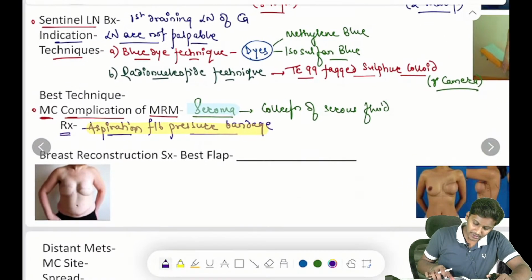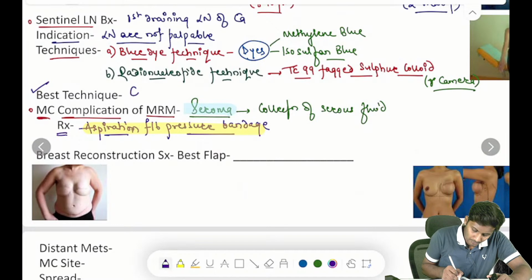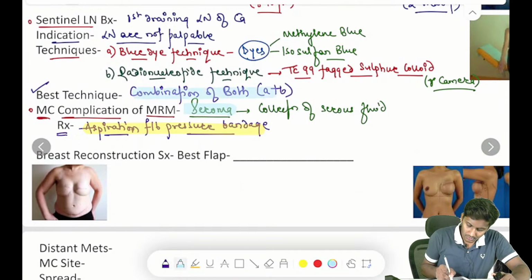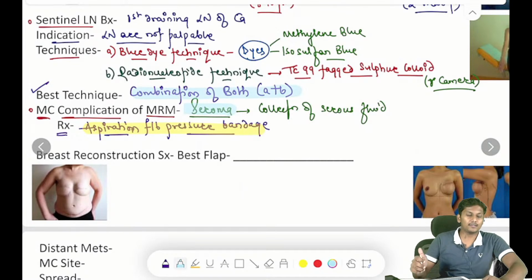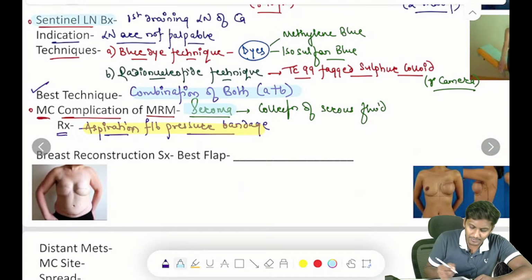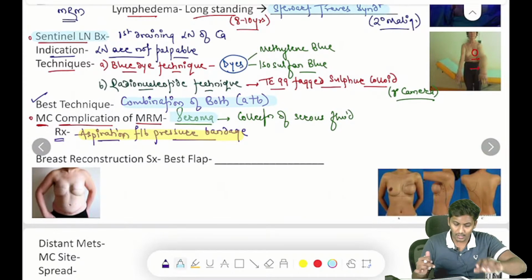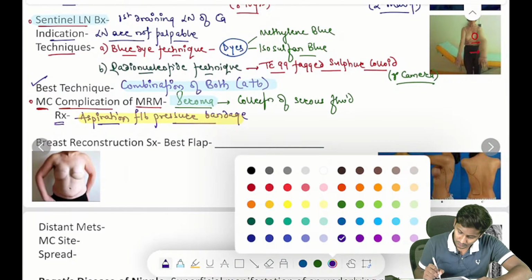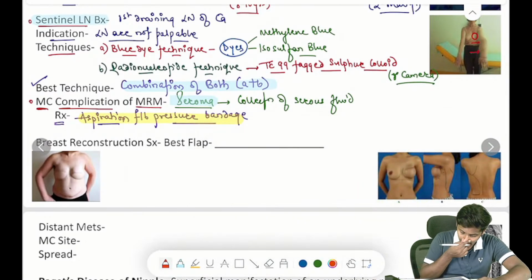The best technique for sentinel lymph node biopsy is a combination of both, A plus B, that is the blue dye technique as well as the radionucleotide technique. Combining both is the best technique for your sentinel lymph node biopsy, and this has been a previous year question as well. Okay. No issues with this, anybody? That is important to be remembered. Okay. Once you are done with this, now let's talk about breast reconstruction surgery.